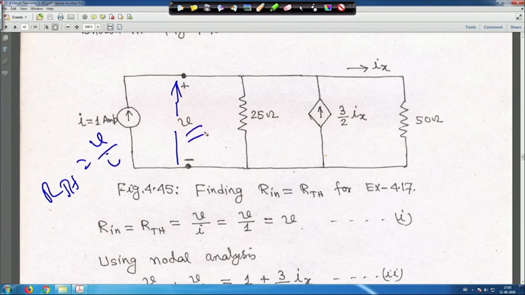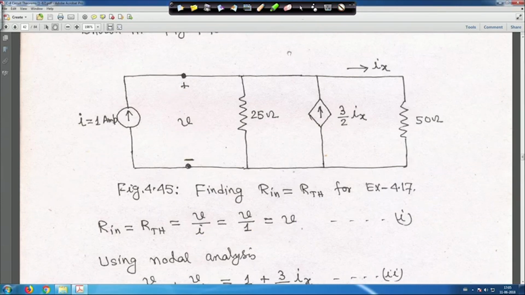So, finally you have to get the V. So, if I is equal to 1 ampere, as we have taken, then V by I is equal to V by 1 is equal to V. I mean, if we get the value of V, then we will know what your R Thevenin is. Let me clear it, let it move a little bit up.